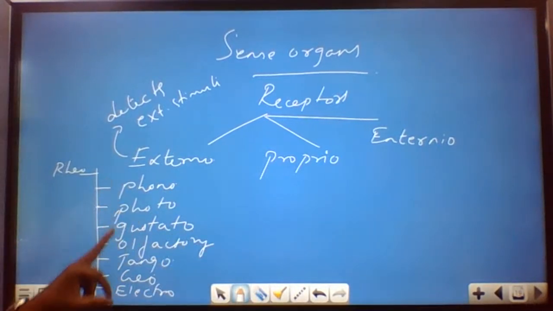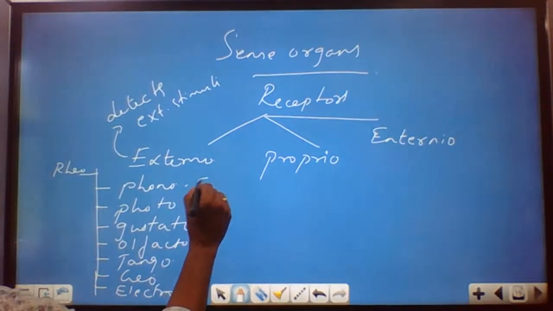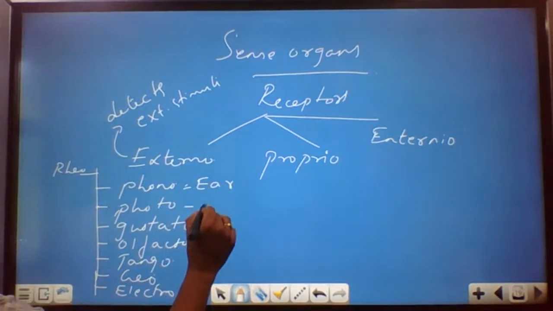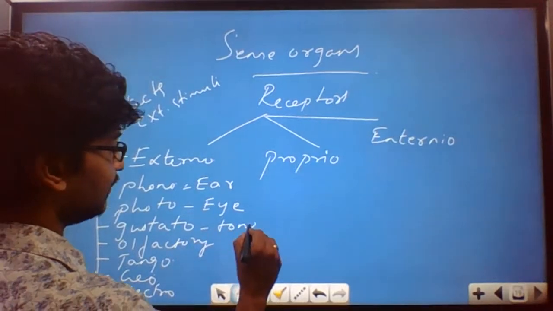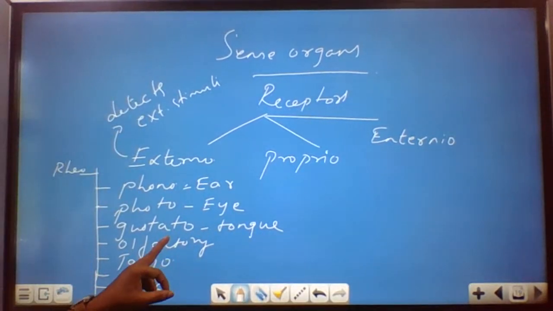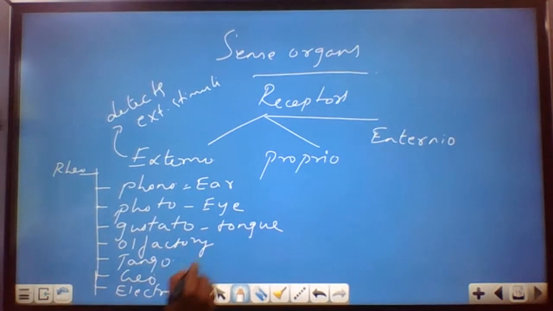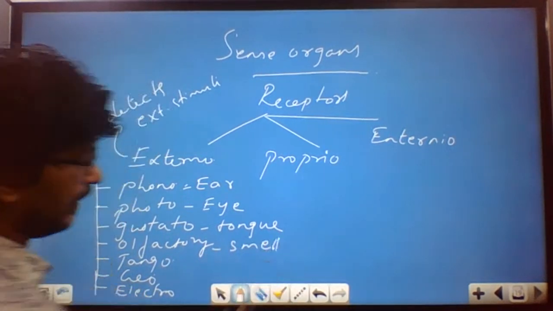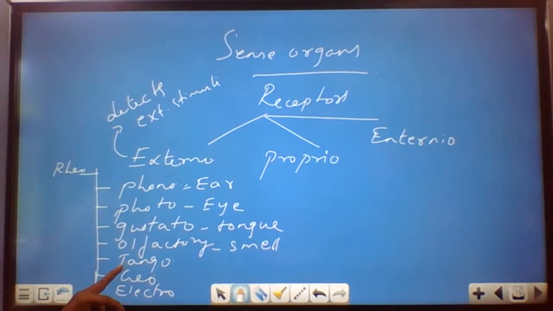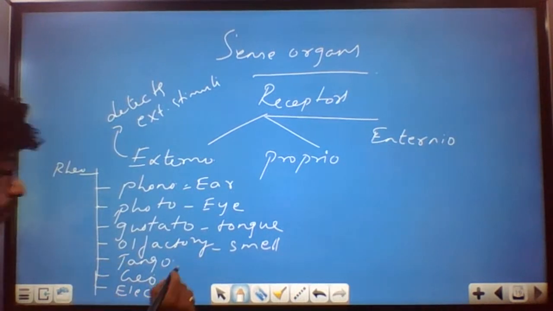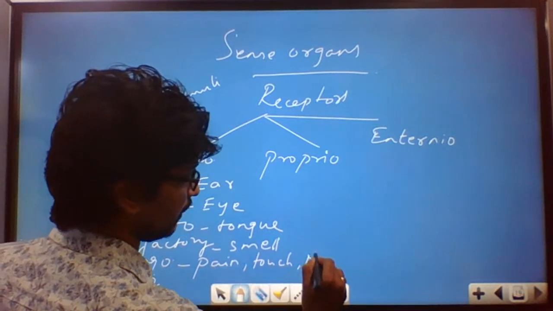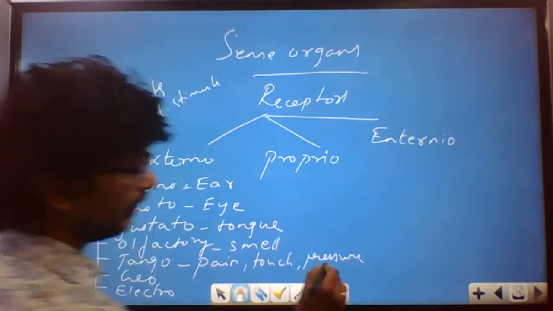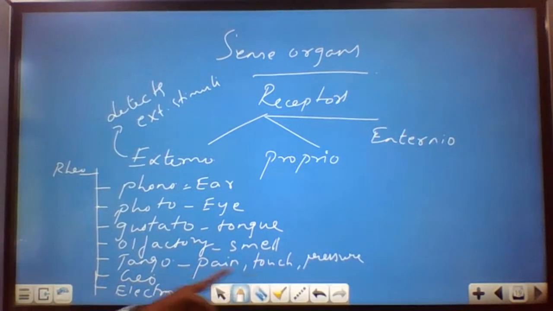Phonoreceptors are present in your ear. Photoreceptors: photo means eye. Gustatoreceptors are very common; when we talked about the tongue, I told you about this type of receptor. It's present in your tongue. Olfactory receptors are for smell, identification of a smell. Tangoreceptors are for pain, touch, and sometimes pressure. So pain, touch, and pressure.